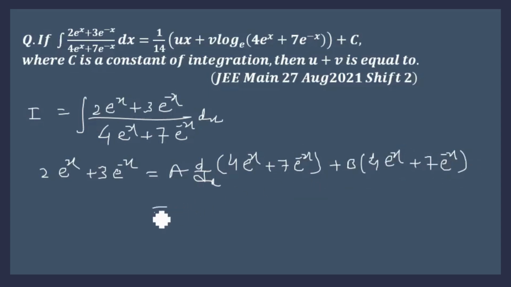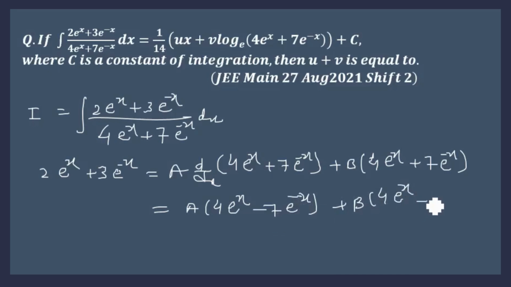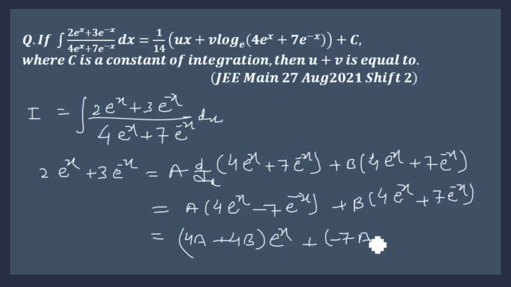So मैं जब डिफ्रेंशिएट करूँगा ऐसे तो 4e^x और 7e^(-x) का हो जाएगा minus 7e^(-x), right? And plus b into 4e^x + 7e^(-x). Now just I write this way, 4a plus 4b into e^x, and this one is what, minus 7a plus 7b into e^(-x).